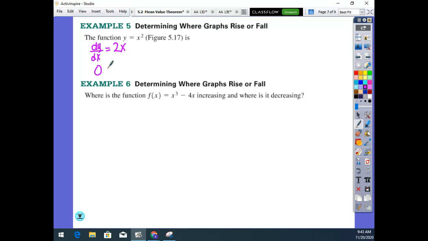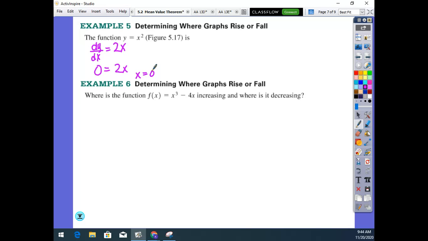We're going to set the derivative equal to 0 because 0 is going to be where it changes from increasing to decreasing or decreasing to increasing. So 0 is what tells us everything. So this happens at the point x equals 0. So we're going to create intervals.